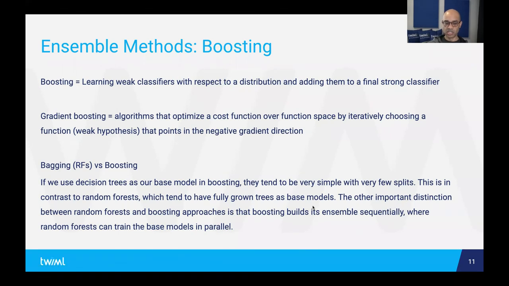Another distinction is that with random forests and bagging, because you're taking your training data and subsetting it, those trees are created in parallel, so you can parallelize or distribute that workload, whereas boosting, in the case of gradient boosting, you're identifying your trees sequentially, so it's much harder to parallelize.